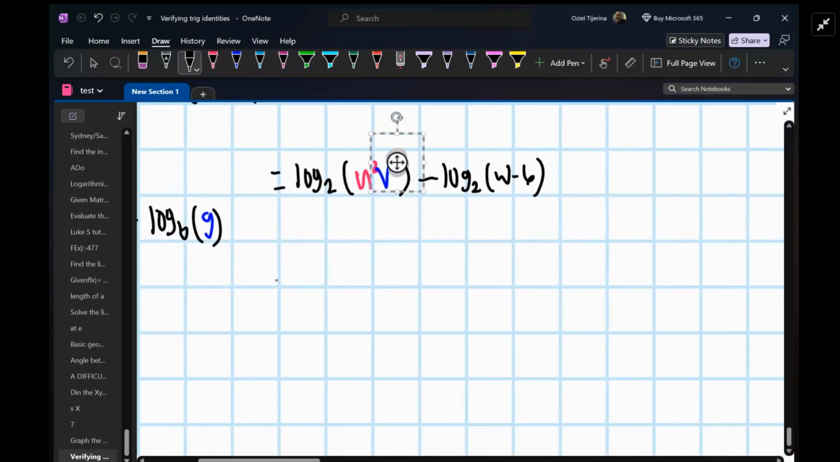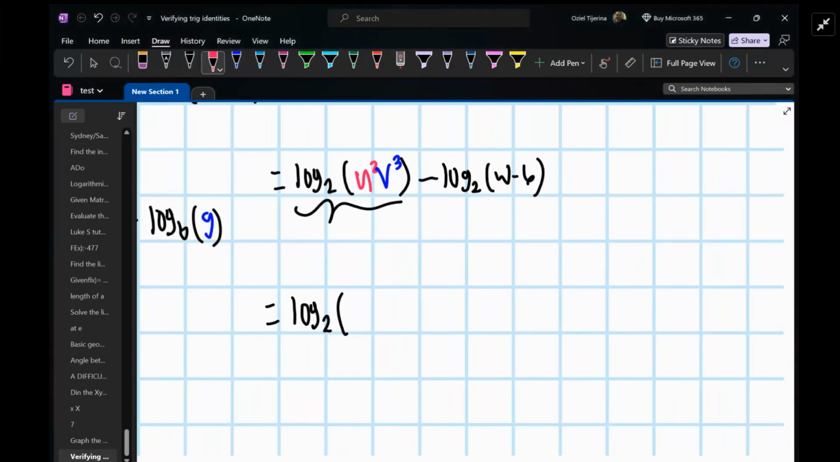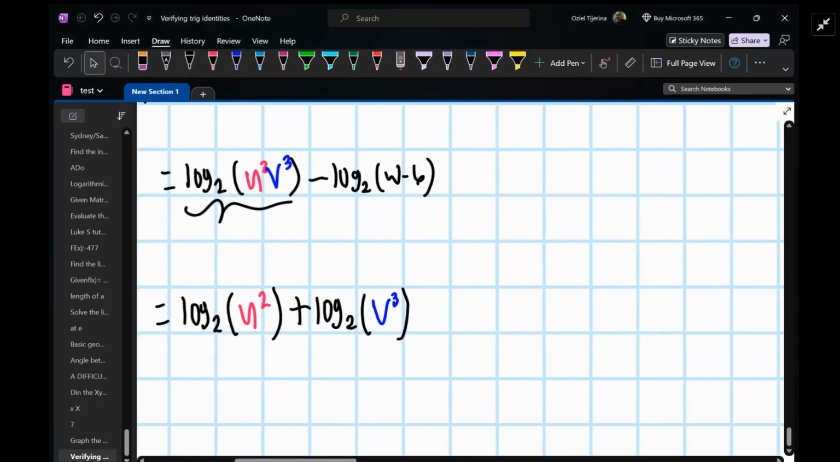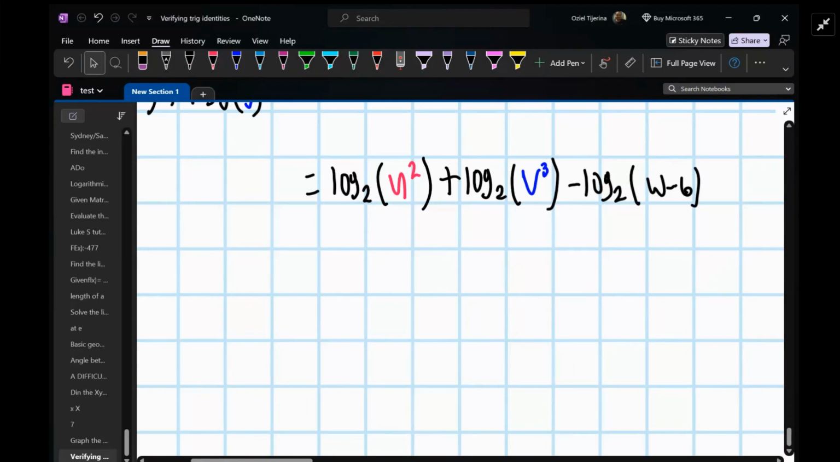So what you're going to do is, this in and of itself is log base 2 of u squared, plus log base 2 of v cubed, and then minus log base 2 of w minus 6. Now, like I said, this is a lengthy problem, guys.